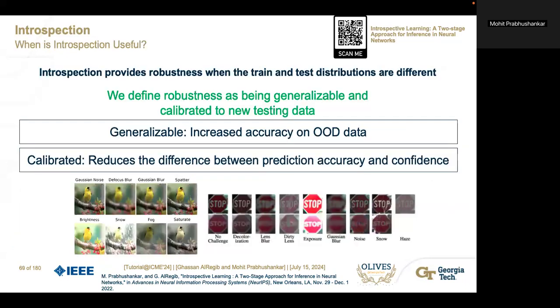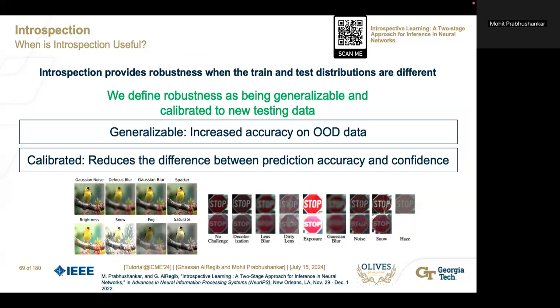So when this introspection is useful, you can do this on normal data itself, like the training distribution data itself, and on the test distribution. But you won't observe any performance enhancement when you're looking at the same train and test distribution. Introspection is useful in the case when there is some kind of a challenge, sometimes some kind of a novel data during test time.